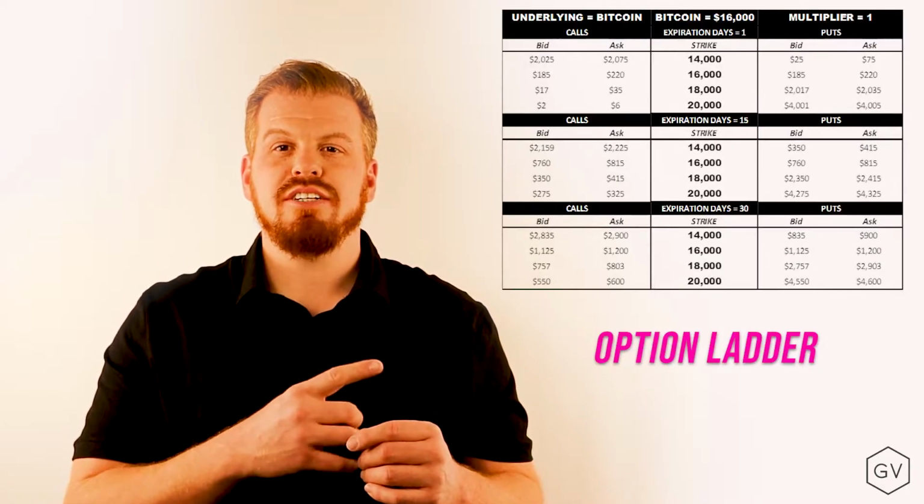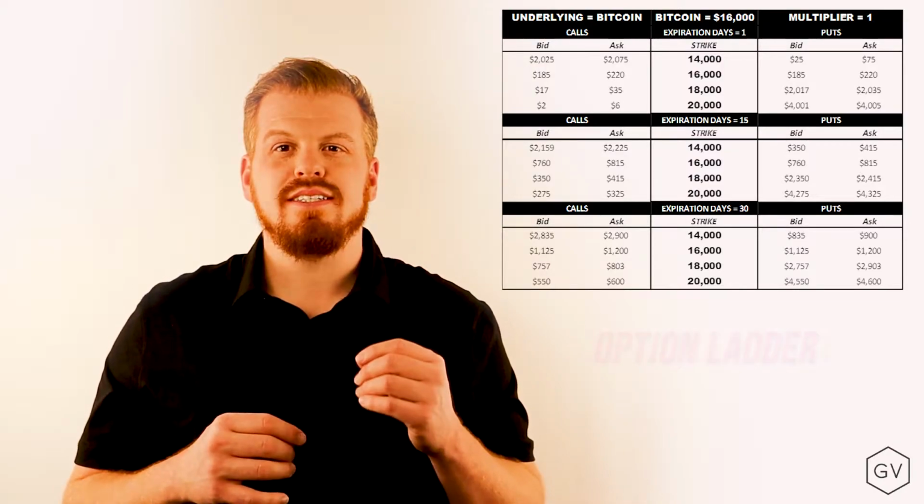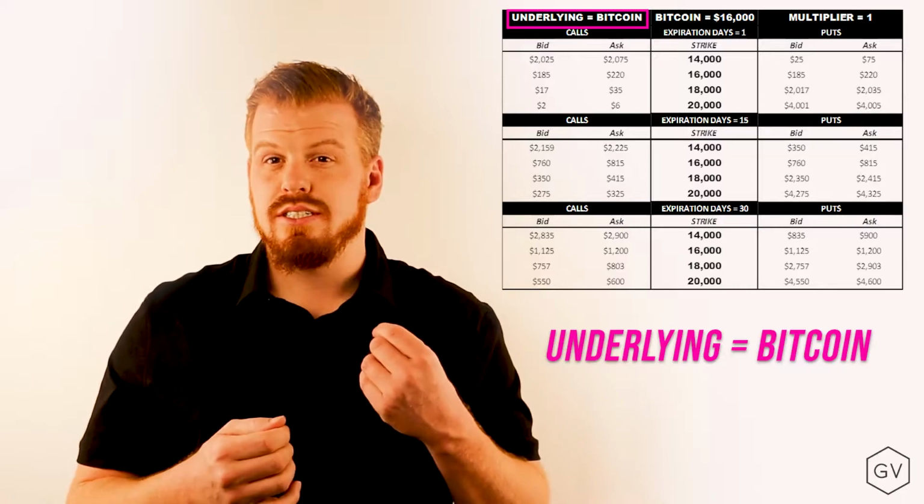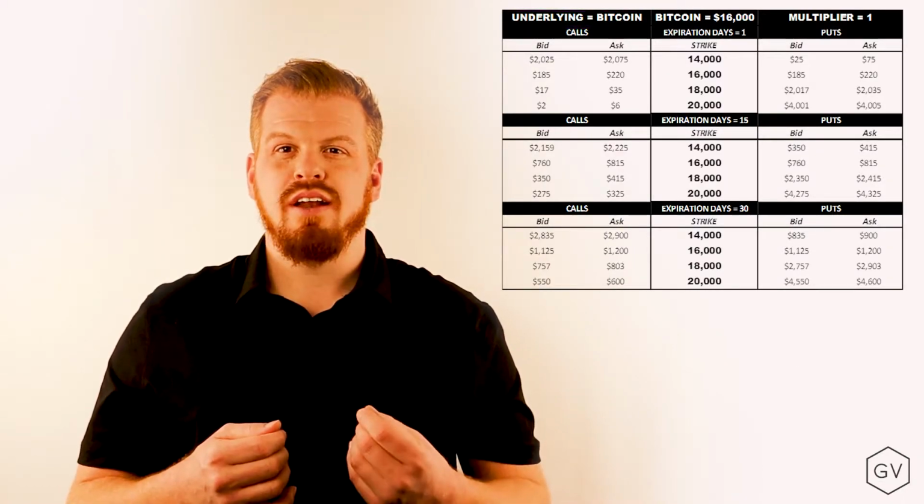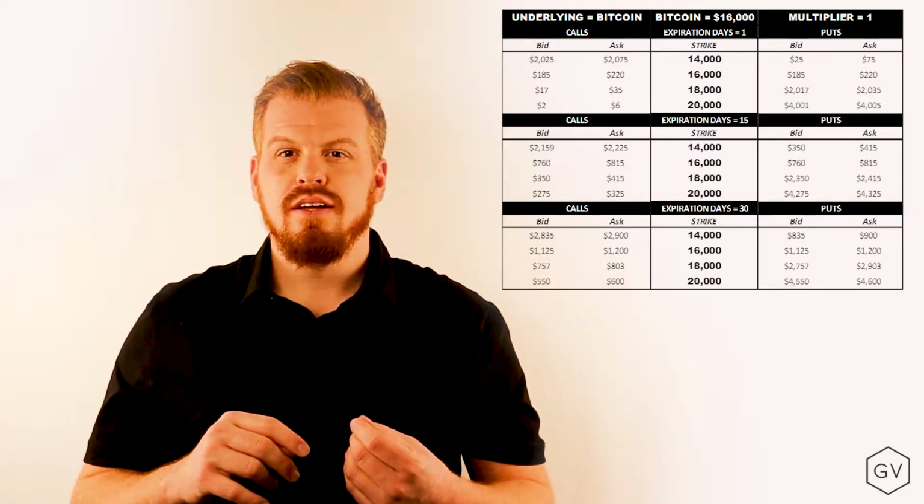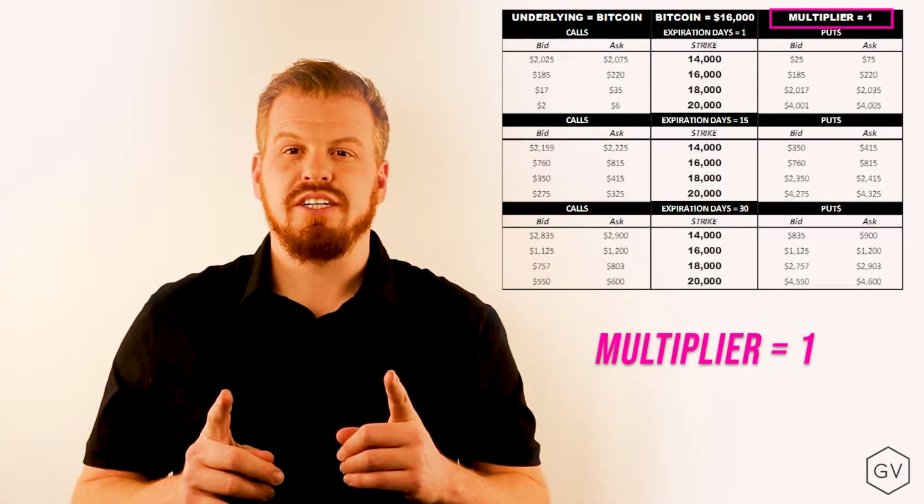Now, let's break this down even further. Looking at our makeshift ladder, we can see in the upper corner that Bitcoin is the underlying asset. It's not ETH, it's not another cryptocurrency, it's not stocks, it's Bitcoin. Second thing to note is, what does one option represent? Well, in this case, one option represents one Bitcoin, so it's a one-to-one relationship.